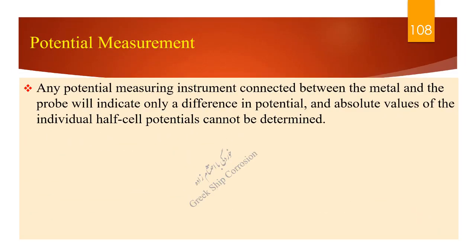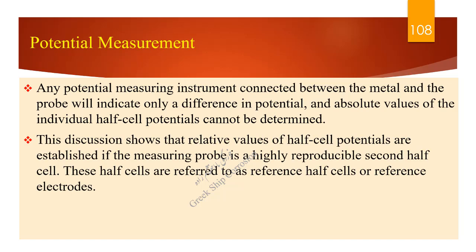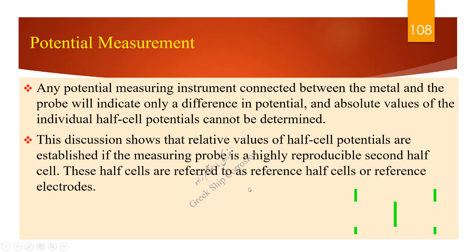Any potential measuring instrument connected between the metal and the probe will indicate only a difference in potential, and absolute values of the individual half-cell potentials cannot be determined. This discussion shows that relative values of half-cell potentials are established if the measuring probe is a highly reproducible second half-cell. These half-cells are referred to as reference half-cells or reference electrodes.